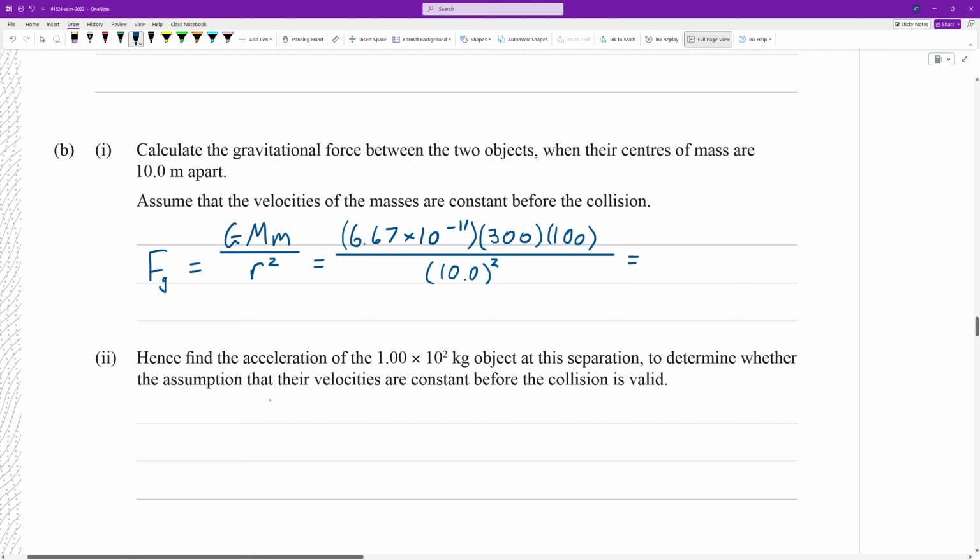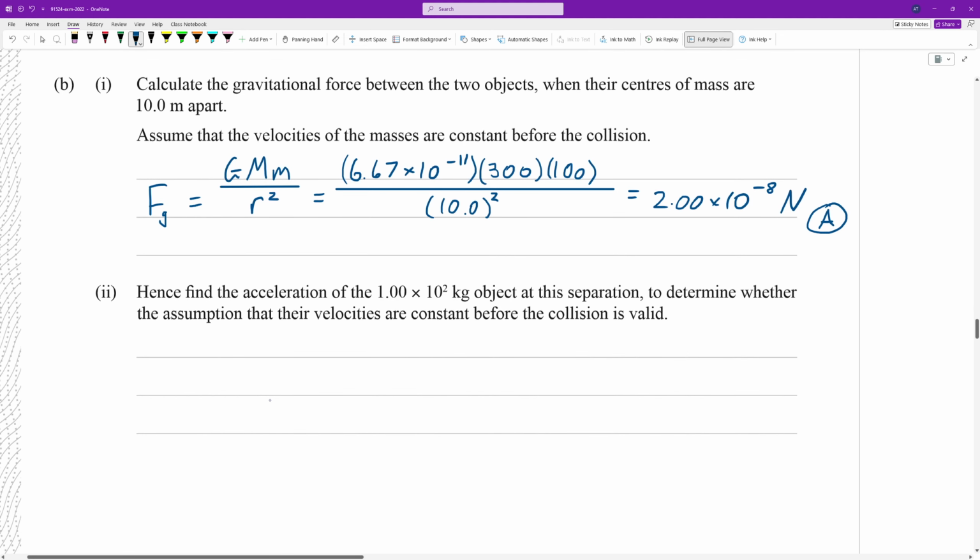And punching that in on your calculator, being careful you're using brackets and following BEDMAS, you should get 2.00 times 10 to the negative 8 newtons. Awesome. And if you just got that correct force, that is an achieved point.